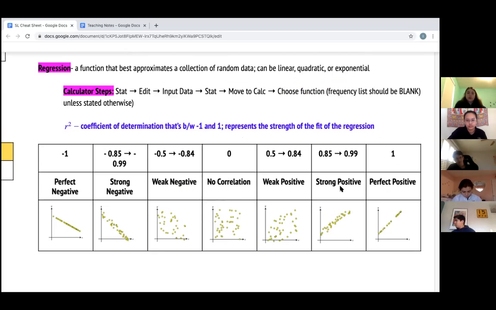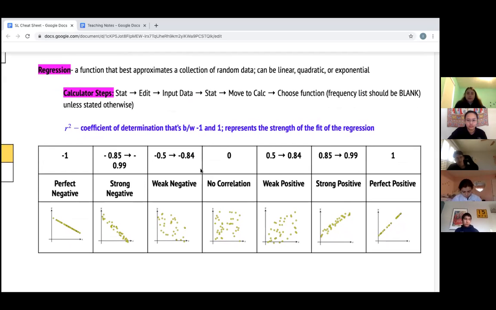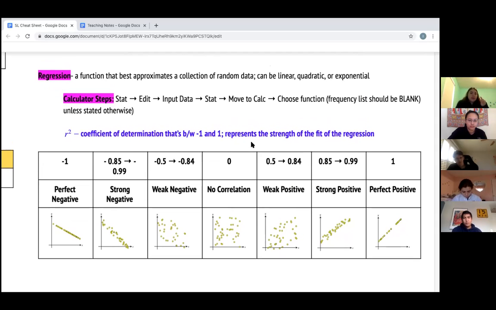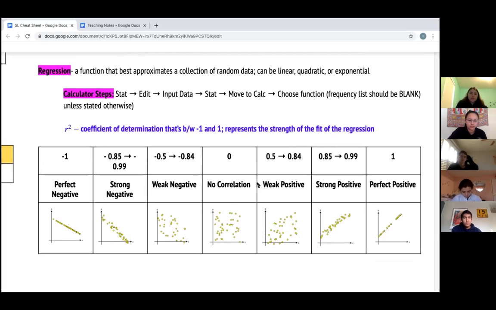So if you don't feel strong on this, or you think you need a refresher, Ms. Thompson's posted Delta Math. The Delta Math combines both probability and statistics, but I would just look specifically at the regression section.